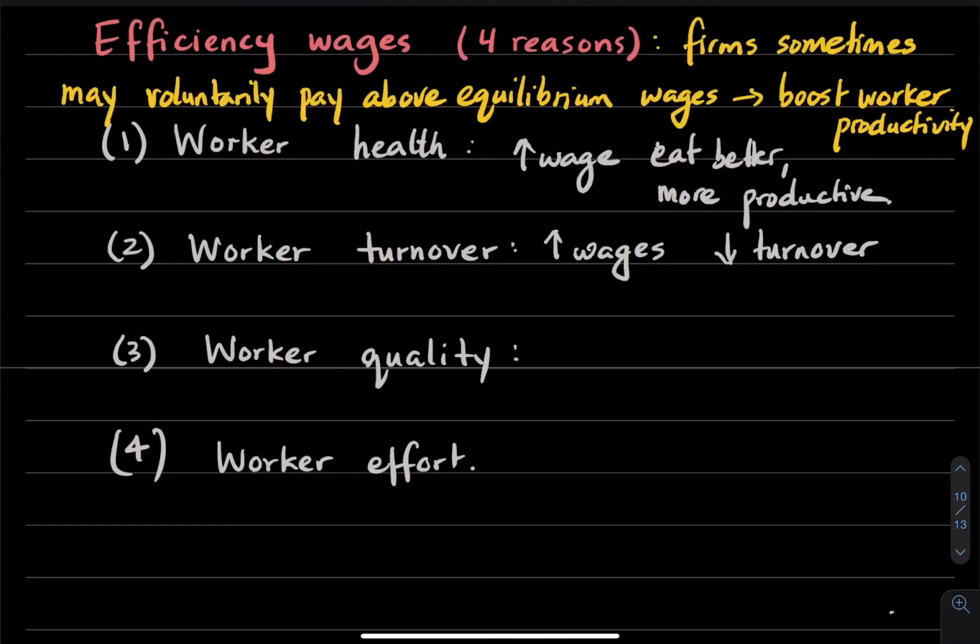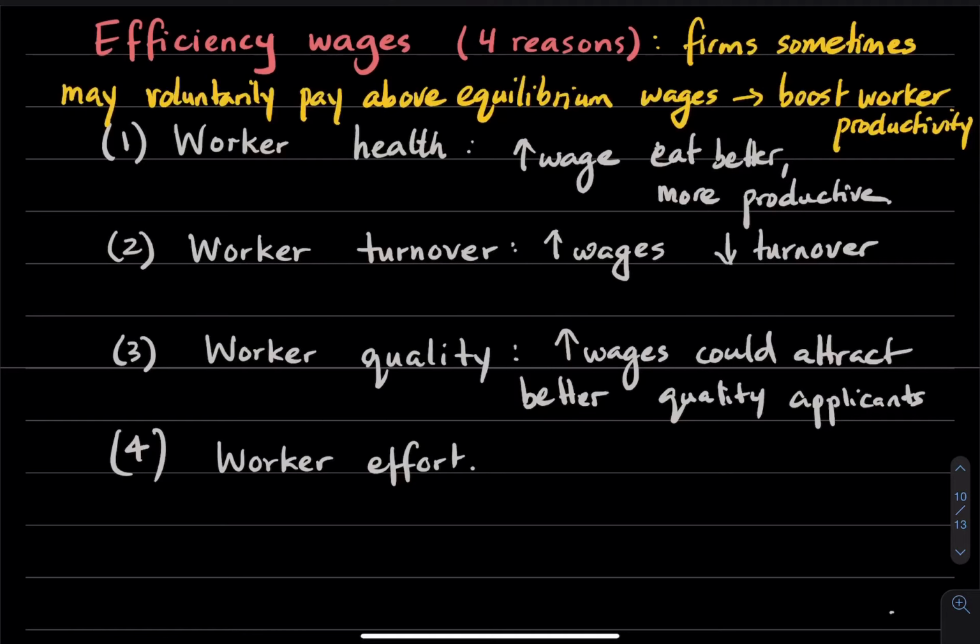The third factor here is worker quality. Sometimes when you look at a job ad and it says you're going to be paid $150,000, it could deter applicants who think they're not worthy of that wage or salary, and offering higher wages could attract better quality applicants and improve the firm's workforce.